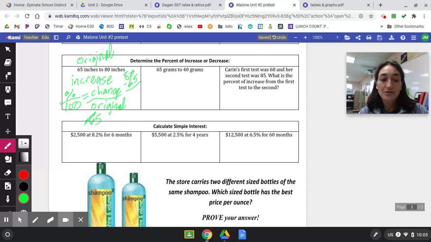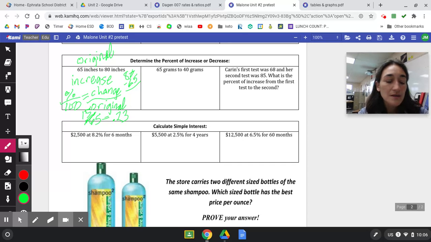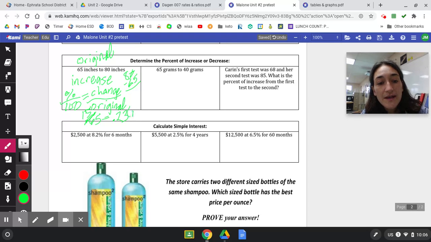So you decide. Okay, in my case, I decided to take 15 and divide it by 65, and I end up with a decimal version, which is 0.23. I dropped everything else off because the next place value is a 0. I'm going to go ahead and then multiply that by 100, which means that my answer was an increase of 23%. And that was the last piece of information.